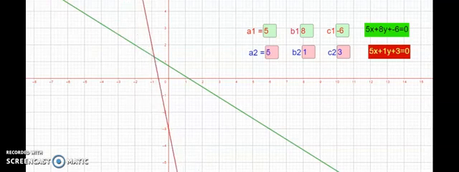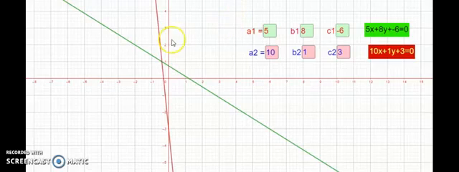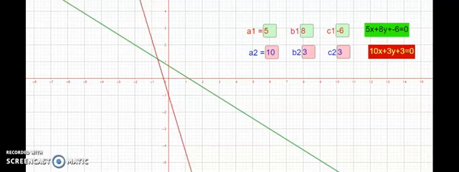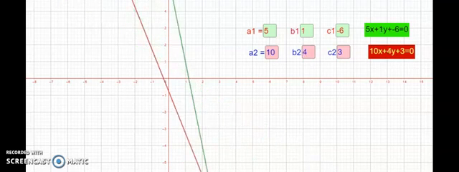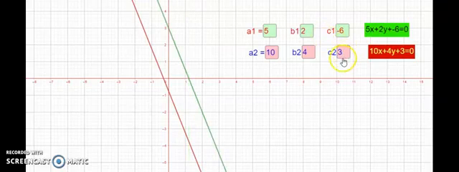When a1 is 5 and a2 is 10, you can observe both the lines are intersecting. I'm just changing the values of b2 right now and b1. So you can observe, children, when the value of a1 is 5 and b1 is 2 and c1 is minus 6 in this case right now, and for the second equation a2 is 10, that is 2 times that of a1, and b2 is 2 times that of b1. So what do you observe? You can see the lines are parallel right now.